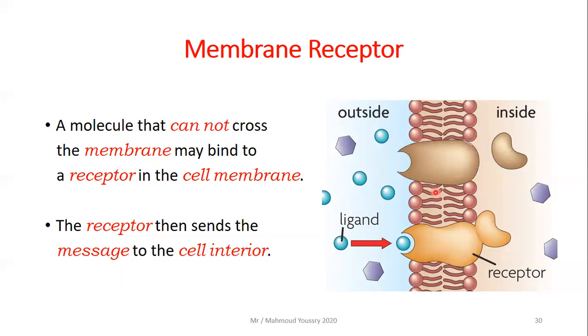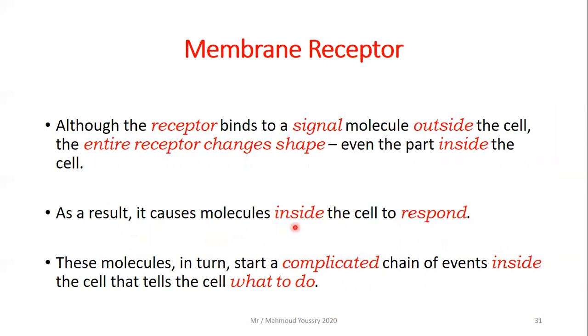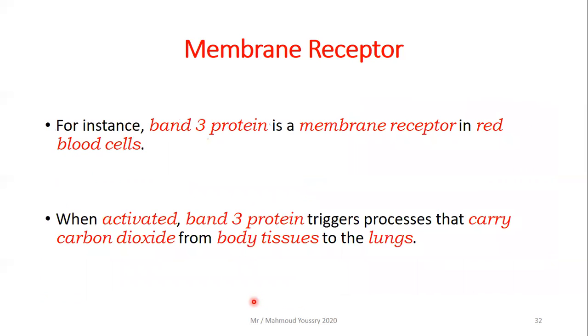Look, this is the receptor. When it binds to a ligand outside the cell, all the receptor changes, even the part inside the cell. As a result, it causes molecules inside the cell to respond according to this change. These molecules in turn start a complicated chain of events inside the cell that tells the cell what to do, what action to take.